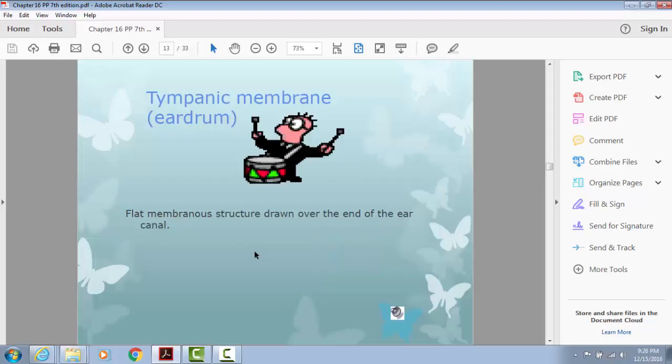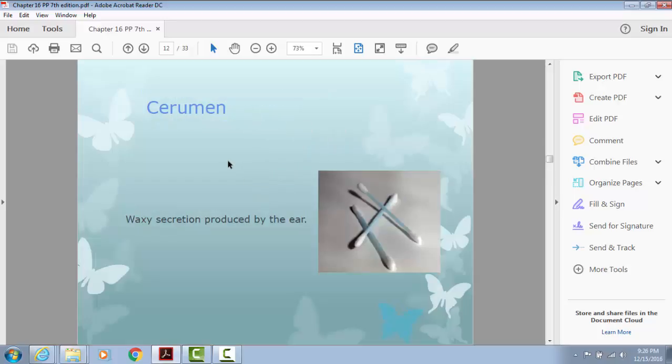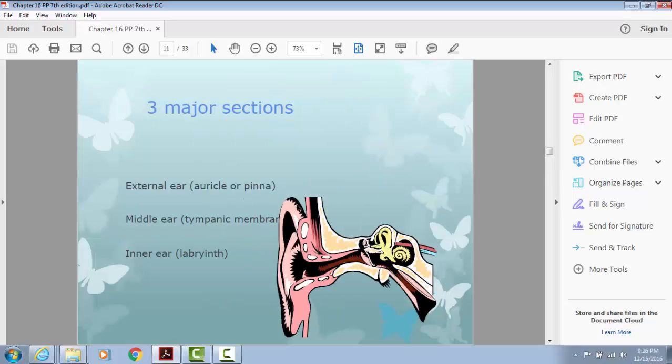The tympanic membrane is the eardrum, and I showed you the picture of that. It is the flat membranous structure drawn over the end of the ear canal. And so just like a drum that someone uses percussive sticks to drum on, our tympanic membrane, if we go back to this picture, our auricle will gather the sound waves, they travel in, and then they bounce off of the tympanic membrane.